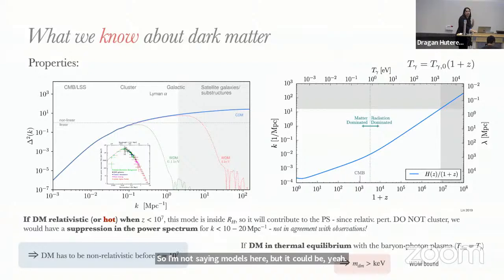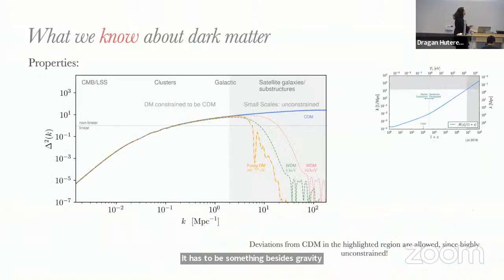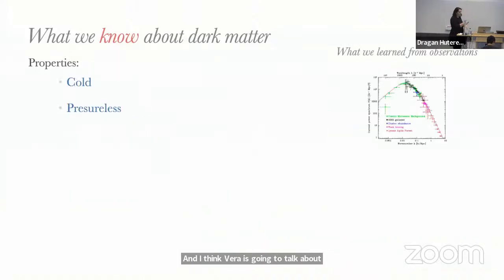And I think Vera is going to talk about that. So I'm just going to say that when you hear "CDM is dark matter," well, no, we have bounds on how cold or how warm dark matter can be. And we have bounds, the pressure here is basically about clustering. We know how dark matter clusters on scales smaller than 10 megaparsec inverse, okay?